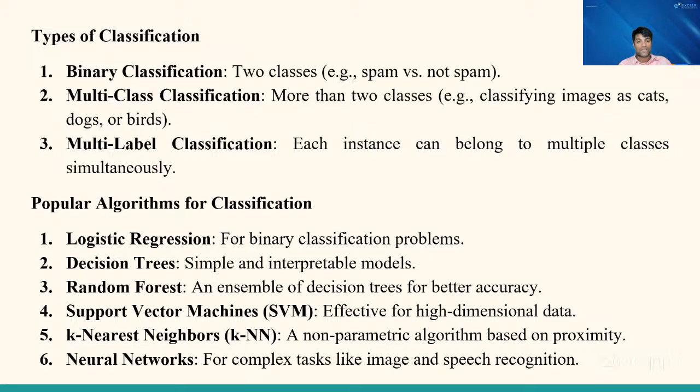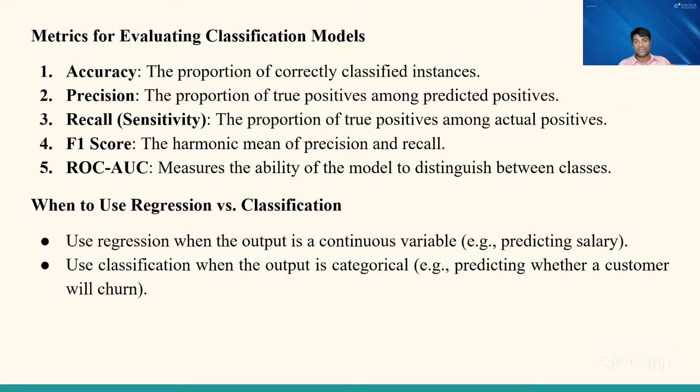Then there are some popular algorithms like logistic regression, which is used for binary classification, and we can use it for multinomial also. Then decision trees, random forest, support vector machines, k nearest neighbor, and neural networks. All these are used for classification. Then we have metrics for classification.